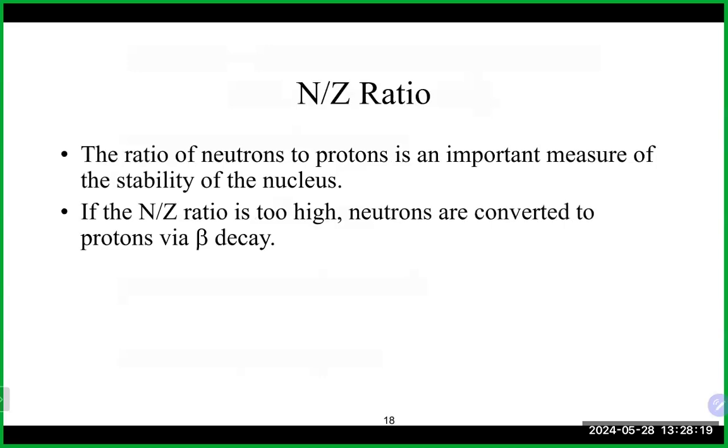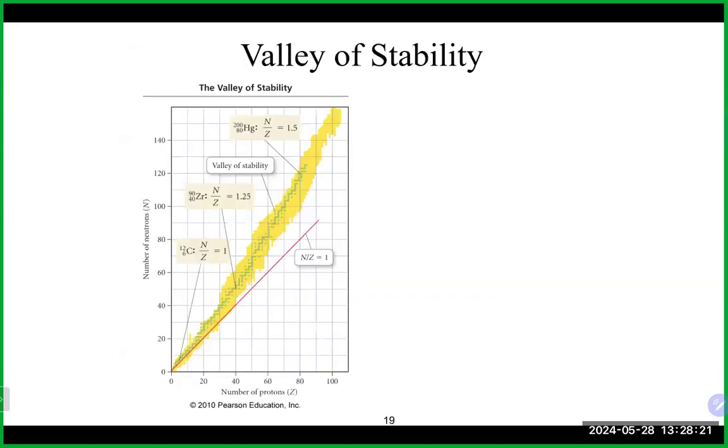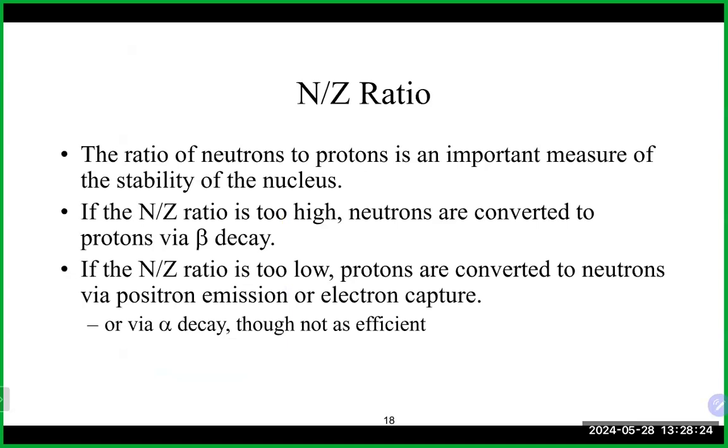As I mentioned before, we will talk about in this class, stability. And there's different ways that you could look at stability of nuclides. One common way is the N to Z ratio. That is basically our neutron to proton ratio. And there is a certain ratio that is considered stable. Now, if you are outside of this ratio, you may be a little too high, which means your N to Z ratio is too high.